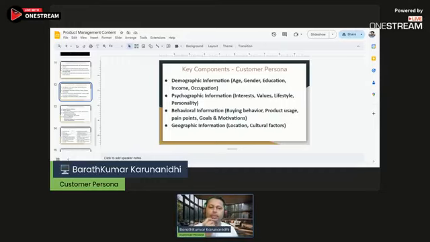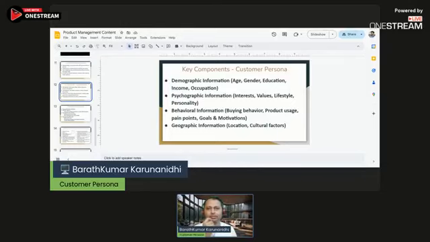Next is behavioral information, which talks about the customers' buying behavior, how often they buy, and how they buy it. Either they are an impulsive buyer, or they think very much and only then buy it. Or they don't even buy, they just come and do window shopping. That also could be one category. So that is the behavior which they have.